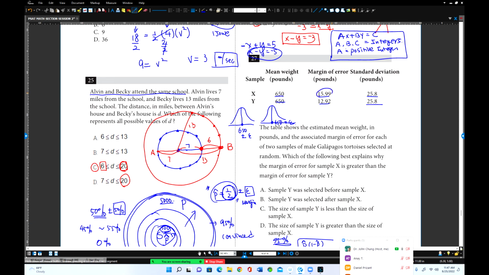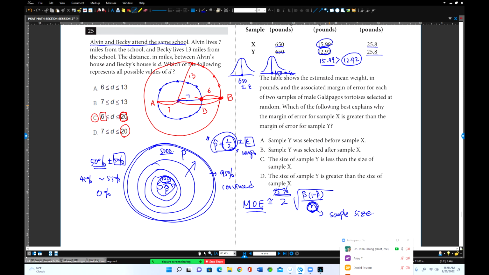This error is big. This error is small. Okay. Margin of error for x is what? This one is greater than this one. Margin of error is greater than this one, 50.99, because the sample size is small. This one has a larger sample size, so the margin of error is just getting smaller, right? So sample size y is greater than sample size x. That's why he got a smaller number.